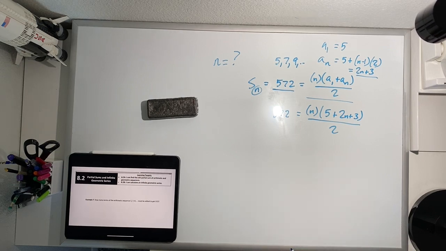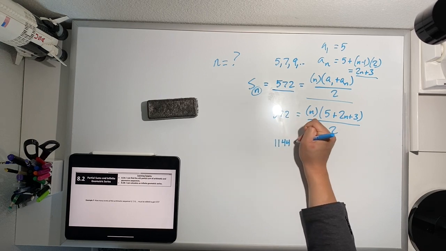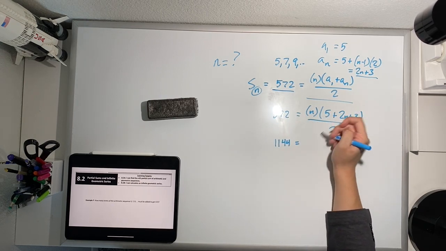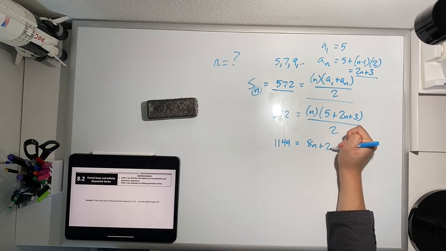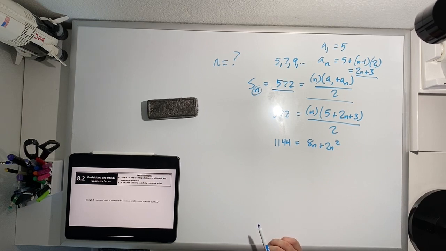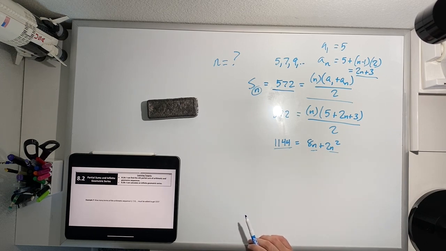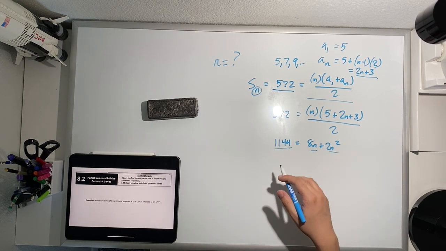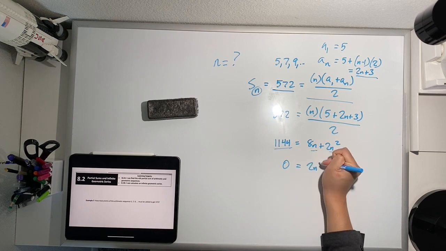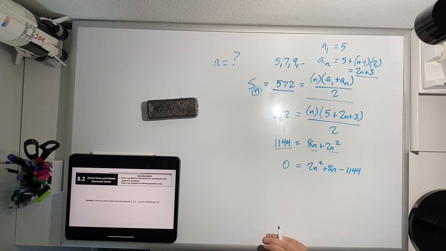Okay, fairly straightforward equation now. Multiply both sides by 2, so we get 1,144 equals 8n plus 2n squared. I did 5 plus 3, and then I distributed n. N squared, n, constant. This is a quadratic equation, so I'm going to move everything to one side. Write this in our normal order. And simplify, factor, use the quadratic formula, whatever you would like.